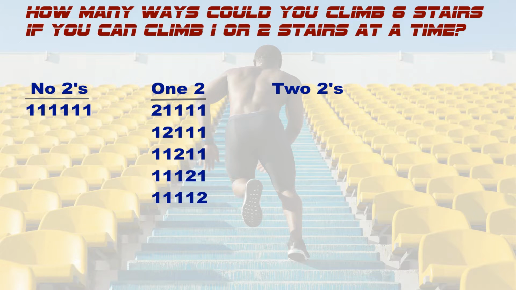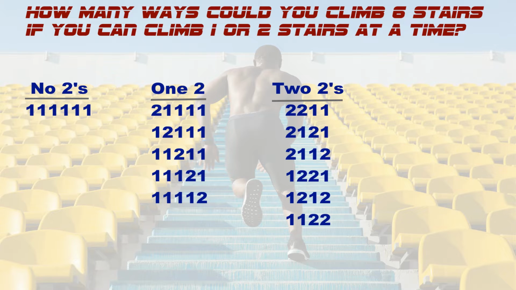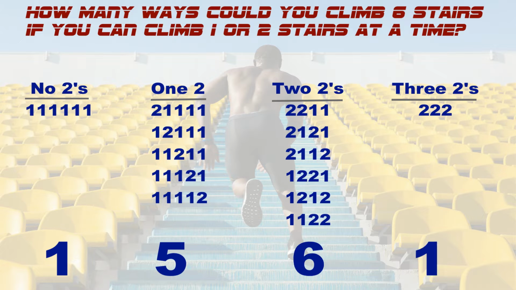If I had 2 2s, that's accounting for 4 of the 6 steps, so I guess I'd need 2 1s. It's a little annoying to enumerate all the ways you can list 2 2s and 2 1s, but if you're willing to spend a couple minutes and impose some sort of logic in your order, I bet you can come up with these 6. And then finally, if I have 3 2s, that's getting me all the way to the top, so I don't have any 1s. So the final element in my list is just 2, 2, 2. So to answer this question, we just have to add up 1 plus 5 plus 6 plus 1 to get 13 possible ways to get up 6 steps if we could take those steps 1 or 2 at a time.